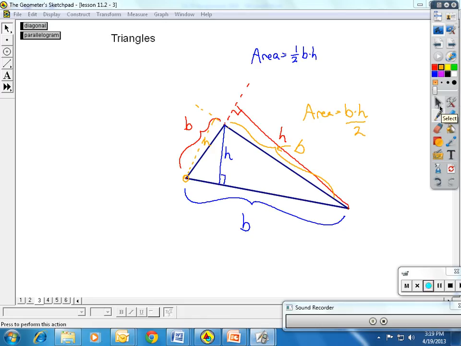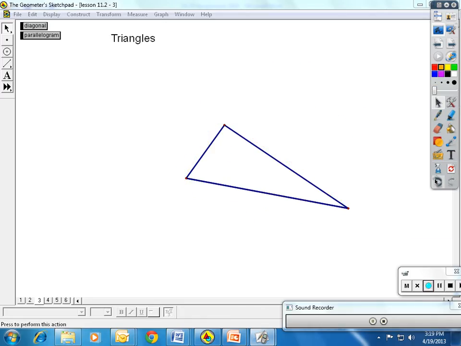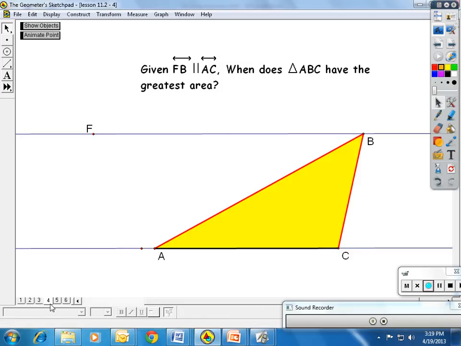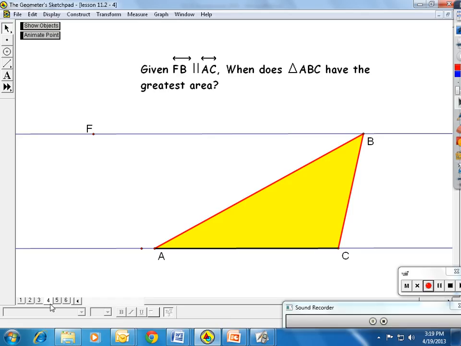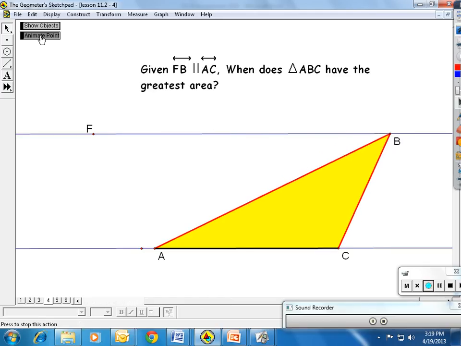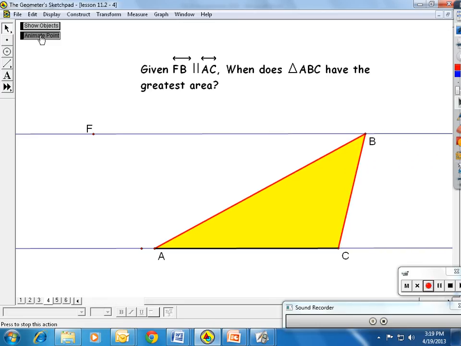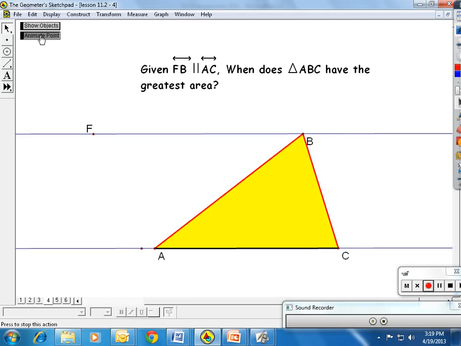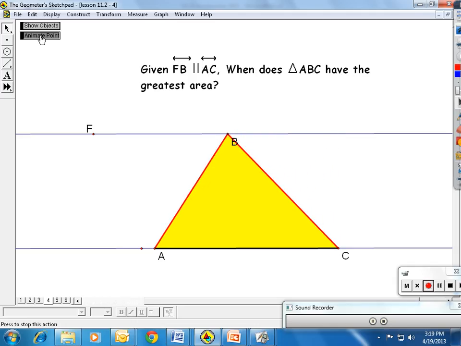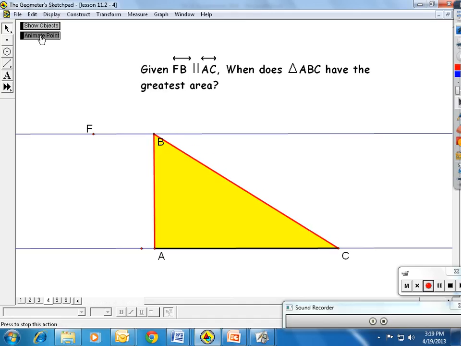Let's take another look at the triangle. Okay, so here I'm giving you that FB is parallel with AC. So these two lines are parallel. So when does this have the greatest area? When I let B slide. When does this triangle have the largest area? What do you think? Give you a second to think about that.